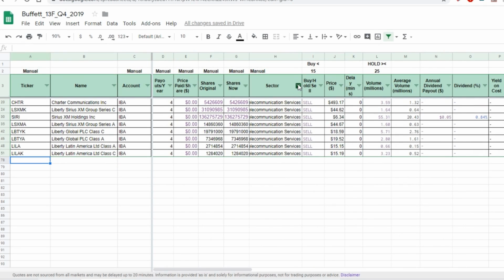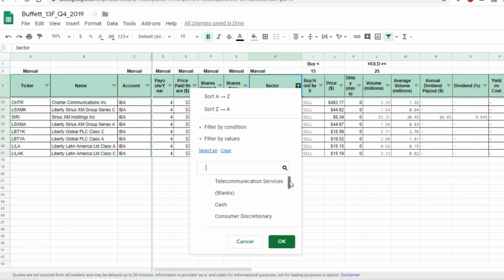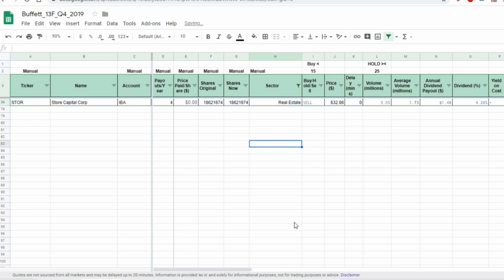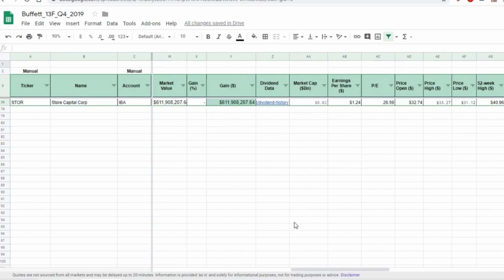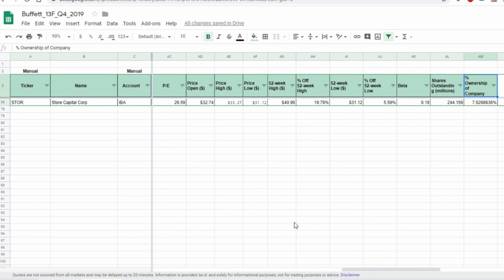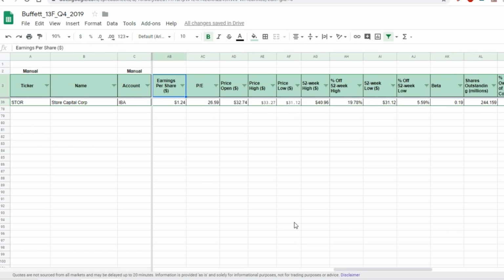And I think the only one that we have remaining is really ETFs, which I think is a relatively new position for Warren. We have Store Capital under real estate if we want to give that a quick look. So he owns a pretty big amount of this. I think it's close to 10%. So 7.5% of Store Capital.